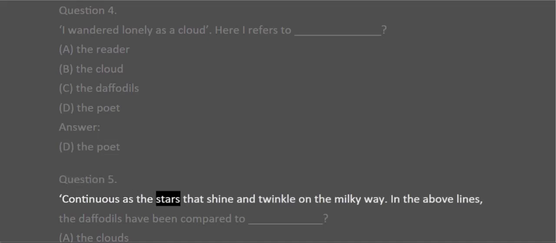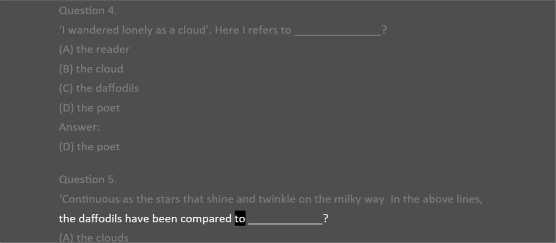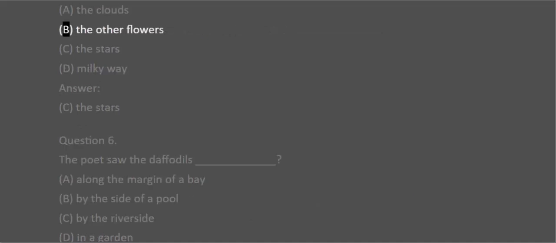Continuous as the stars that shine and twinkle on the Milky Way. In the above lines, the daffodils have been compared to A. The clouds. B. The other flowers. C. The stars. D. Milky Way. Answer. C. The stars. Question 6.